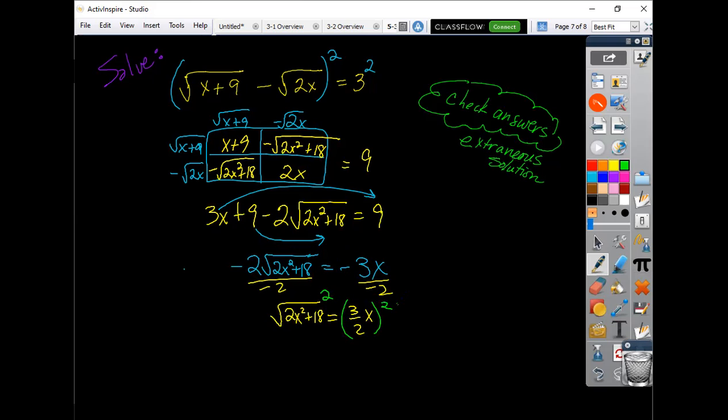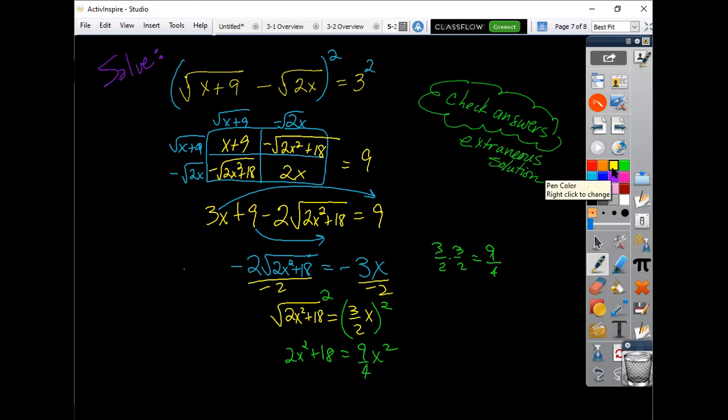So now when I do that, this removes that square root. Square the 3 halves. 3 halves times 3 halves is 9/4. And then this x squared here. Now that, yuck. I'm kind of thinking now I don't like the 4 in the denominator there.